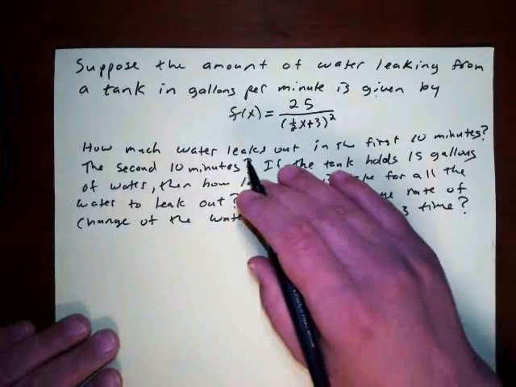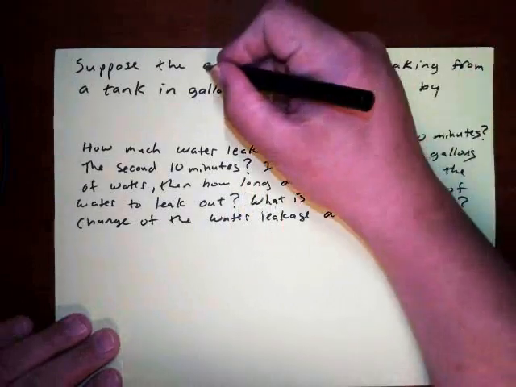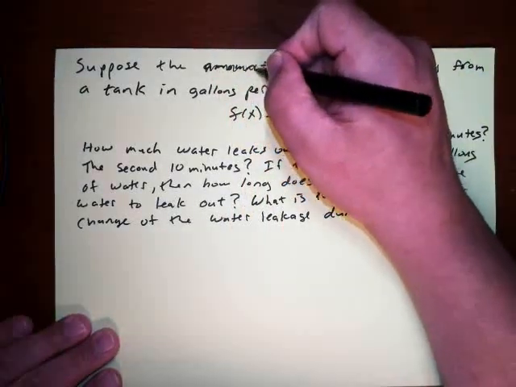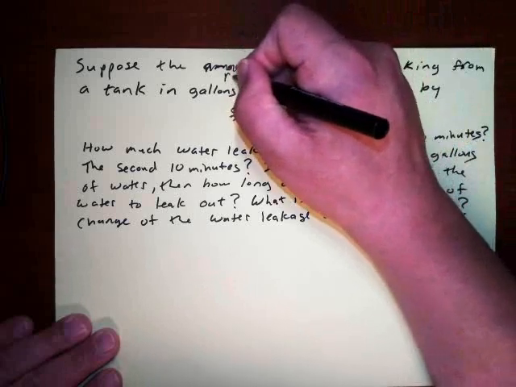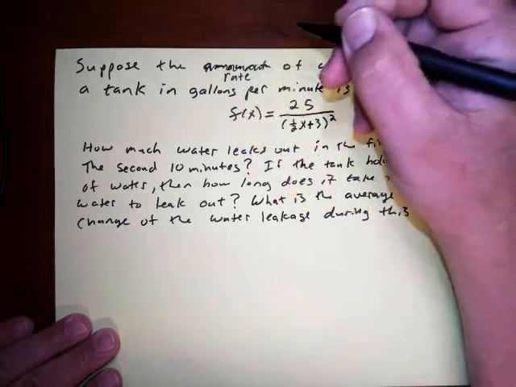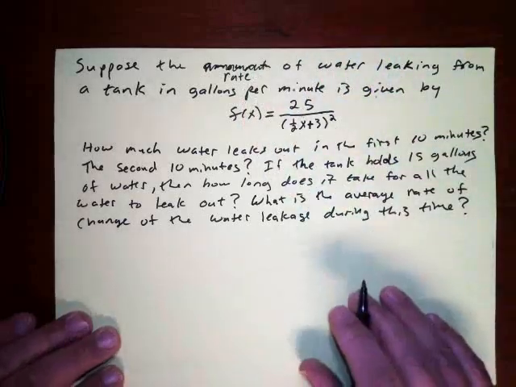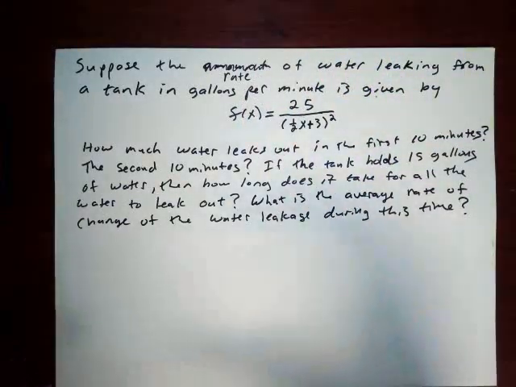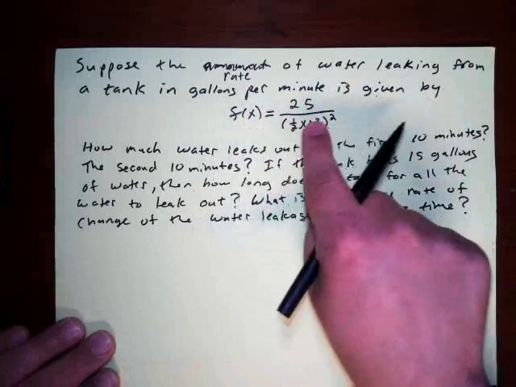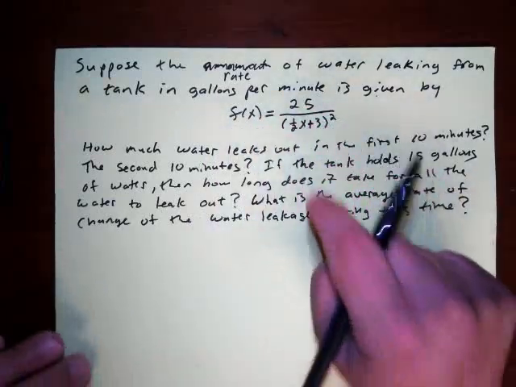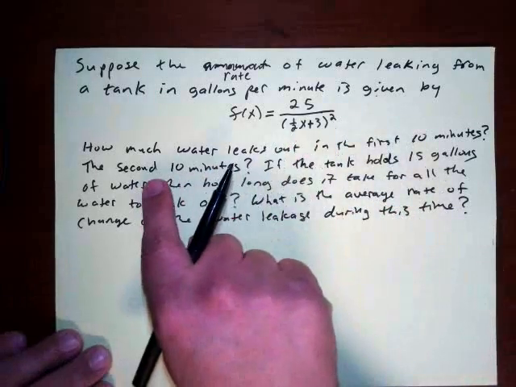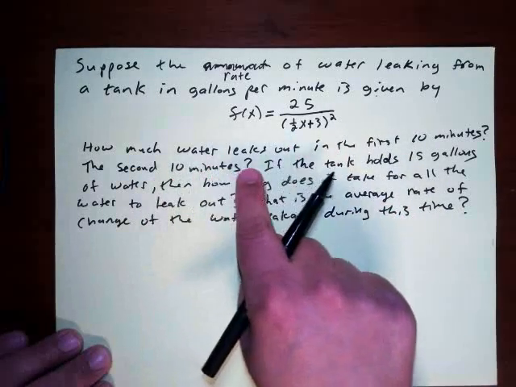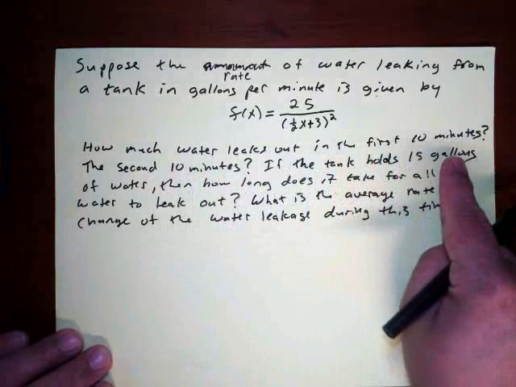I should say, suppose the rate of water leak. It's not the amount, let me change that. It'd be the rate of change of water. So suppose the rate of change of water leaking from a tank is given by this function. So this is the rate of change of the water. It wants to know how much water leaks out in the first 10 minutes.